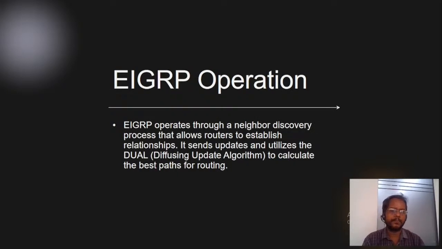Now, in case of EIGRP operation, EIGRP operates through a neighbor discovery process, and its algorithm is DUAL, the Diffusing Update Algorithm. It is used to establish neighbor relationships, it sends updates, and utilizes DUAL to calculate the best path for routing. So if there are multiple paths, it uses the DUAL algorithm to choose the best path.